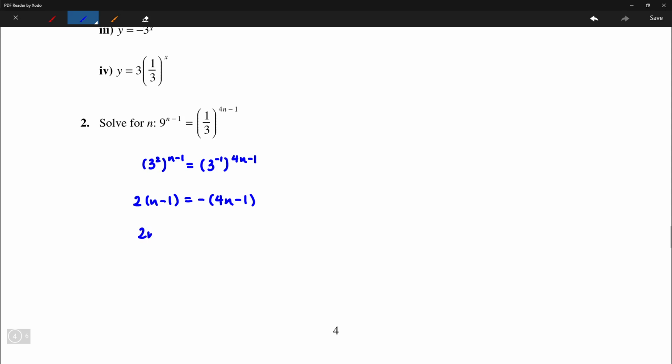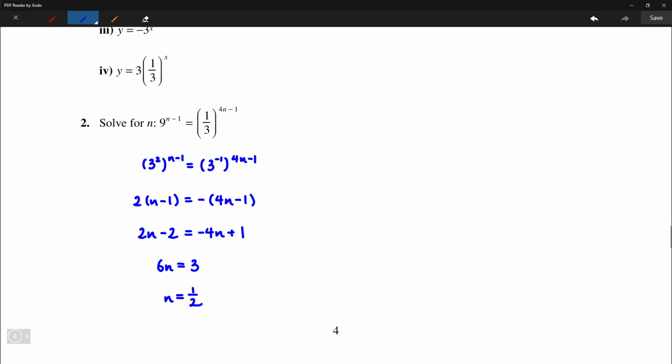So on the left-hand side, we have 2n minus 2. And on the right-hand side, we have -4n plus 1. So moving the terms with n to the left-hand side, we have 6n. And then on the right-hand side, we have 3. And we do so by adding 4n to both sides and then adding 2 to both sides. And finally, if we divide both sides by 6, n is simply equal to 1/2. Okay, and that's it.